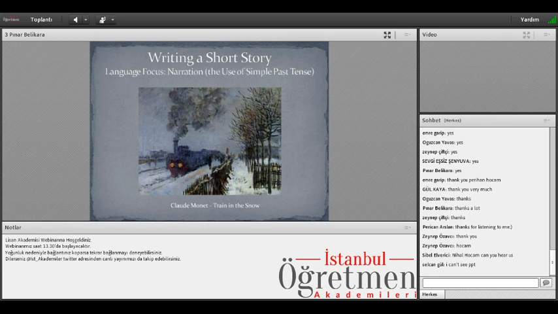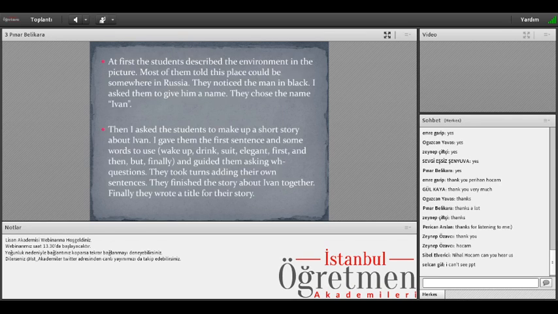The first one was about Claude Monet's Train in the Snow painting. We had a look at the painting and then tried to describe it. By the way, the language focus was a grammar focus, simple past tense, and so we did narration. We tried to write a short story about this painting. First of all, they described the picture, the environment, and they thought it's a place like Russia or Canada, but most of them thought it could be Russia.